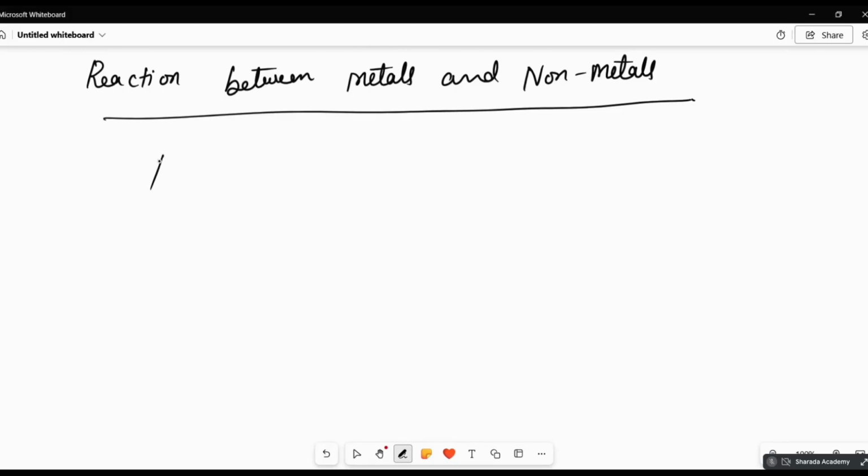Okay, listen here now. How metals react with non-metals. For example, sodium plus chlorine. Sodium is a metal, chlorine is a non-metal. When they react, they form NaCl. And here, an ionic bond is formed.